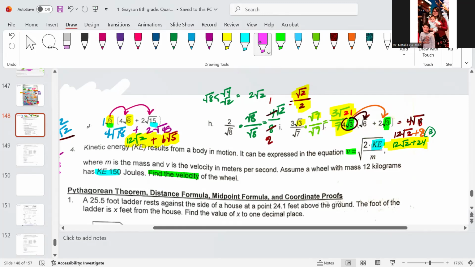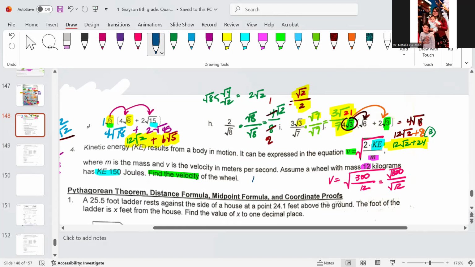In the KE. Good. Then I have 12. Where do I put the 12? M. Great. So let's do this. V equals square root 2 times 150 is 300, right? Over 12. Do you see how the square root extends to the numerator and denominator? So it's just square root of 300, square root of 12, right?